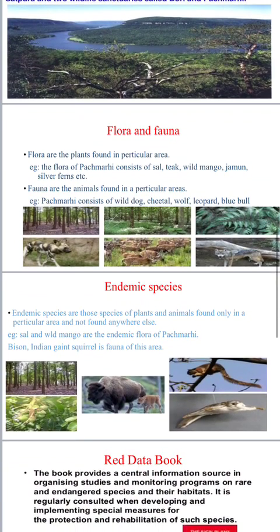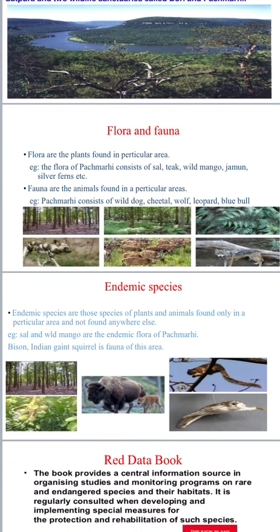Now, what is flora and fauna? Flora are the plants found in a particular area. For example, the flora of Pachmarhi consists of sal, teak, wild mango, jamun and silver ferns, etc. Fauna are the animals found in a particular area. For example, Pachmarhi consists of wild dog, cheetal, wolf, leopard, bluebird.